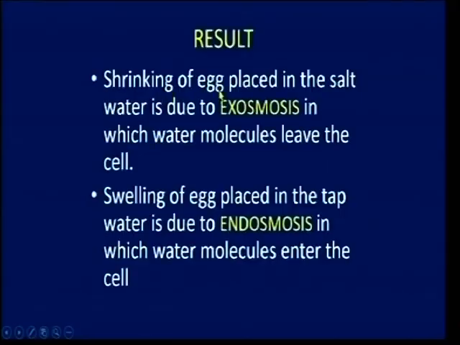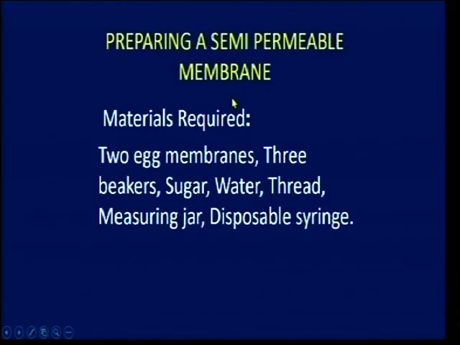The shrinking of the egg placed in the salt water is due to exoosmosis. It means the water molecules leave the cell. The swelling of the egg placed in the tap water is due to endoosmosis, in which the water molecules enter the cell. Children, endo means inside, exo means outside. So the water is leaving the cell, so exoosmosis. Here the water is entering the cell, so it is endoosmosis.